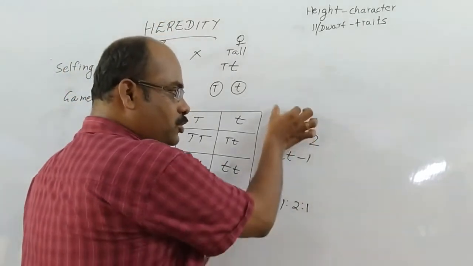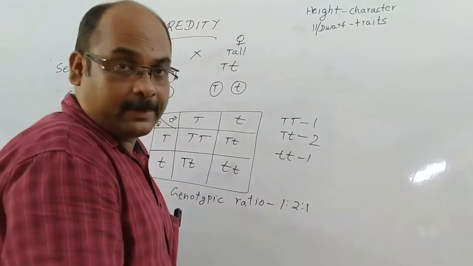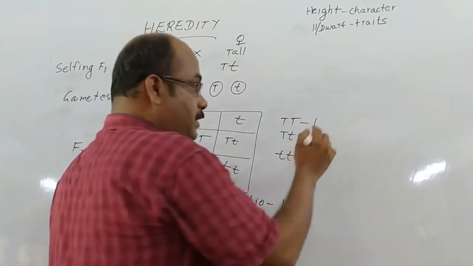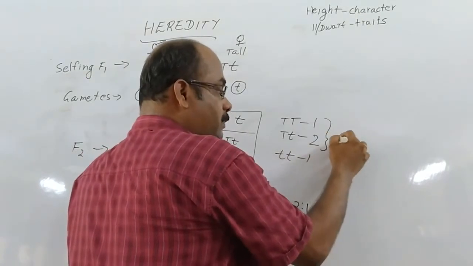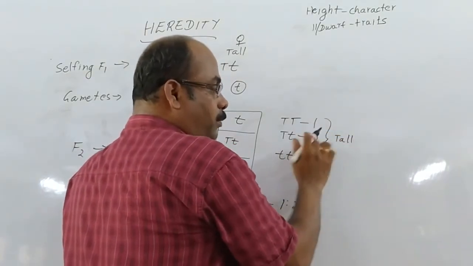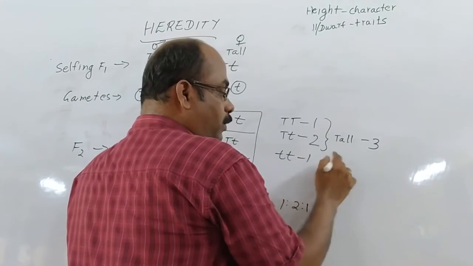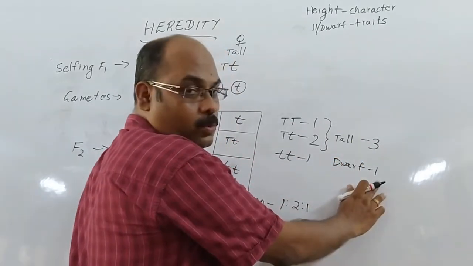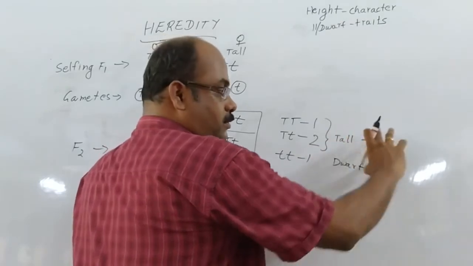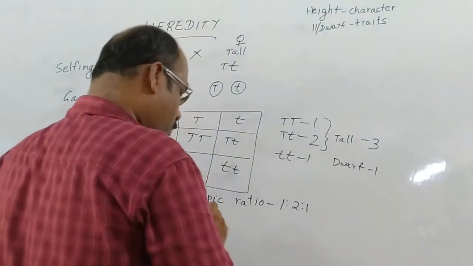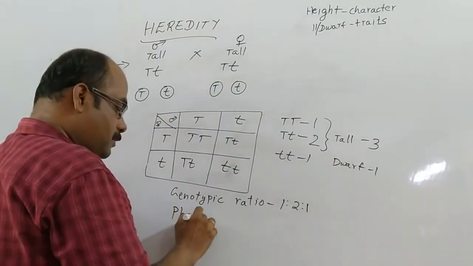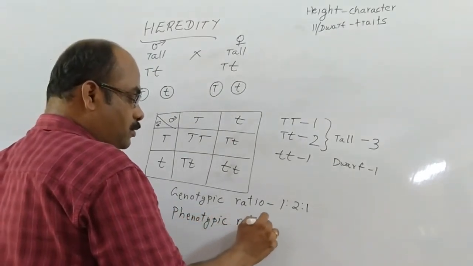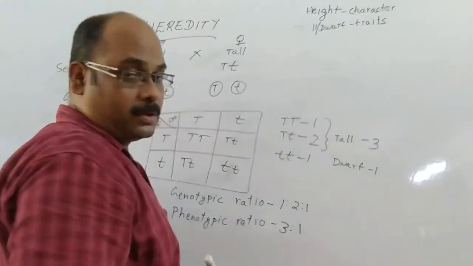This is the genotypic ratio because it is showing the genotypes. Now what will be the phenotype of this? Phenotype means physical expression. This will be tall and this also will be tall. So for tall, how many are there? Three. And this one will be dwarf, so for dwarf, one is there. So this is the phenotypic ratio, which is 3:1. Three tall to one dwarf.